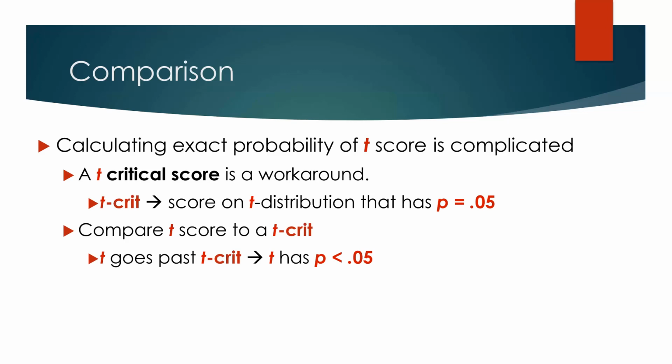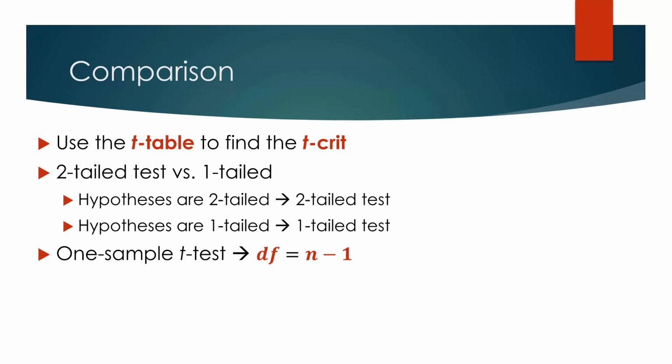Now, if the t-score goes past the t-crit, then it has a probability less than 0.05. If it's before the t-crit, it has a probability greater than 0.05. So the comparison here with t and t-crit is just like with chi-square and chi-square crit. The comparison is exactly the same, and it's going to be the same for all statistics that you're going to learn. It's just the calculation and the critical score that we use that is different, but the comparison logic is the same.